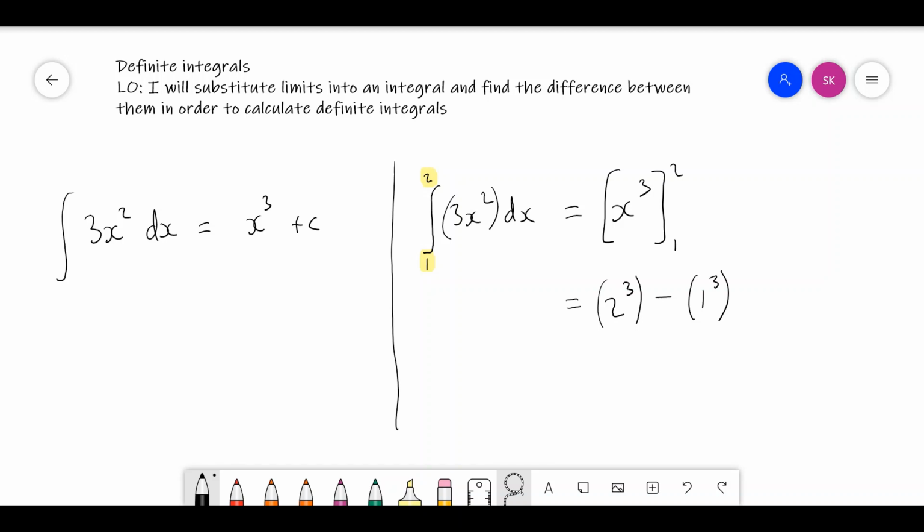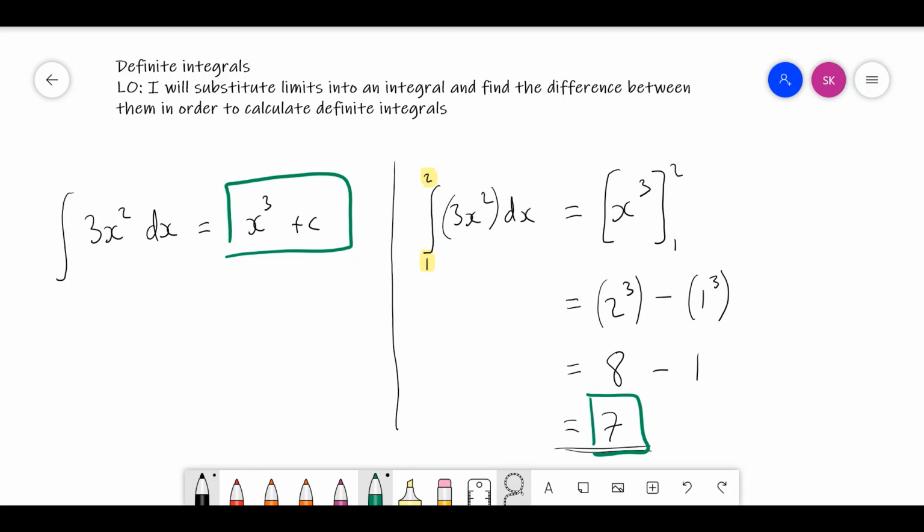It is just a matter of substituting the limits in place of your variable and then calculating the difference between them. 2 cubed is obviously 8, 1 cubed is 1. And so overall, the definite integral of 3x squared with the limits 2 and 1 equals 7. So whereas with indefinite integrals, we tend to get a function, for definite integrals, we get a value, a number. So pause the video and make any notes that you need to, and then we'll do a couple more examples.